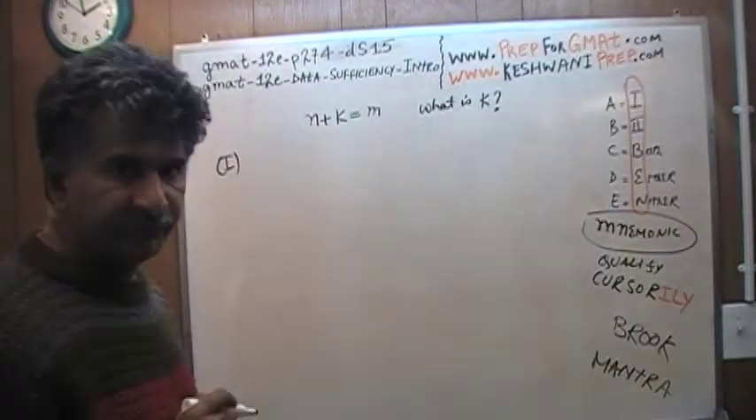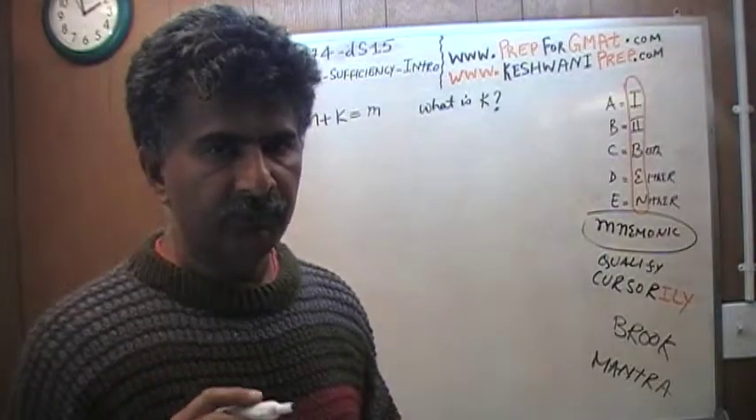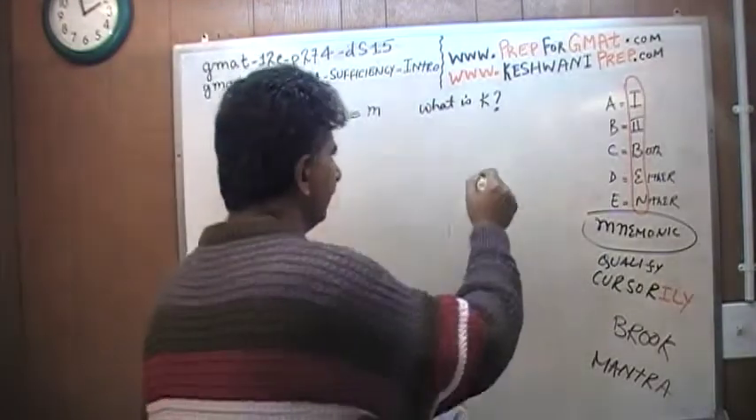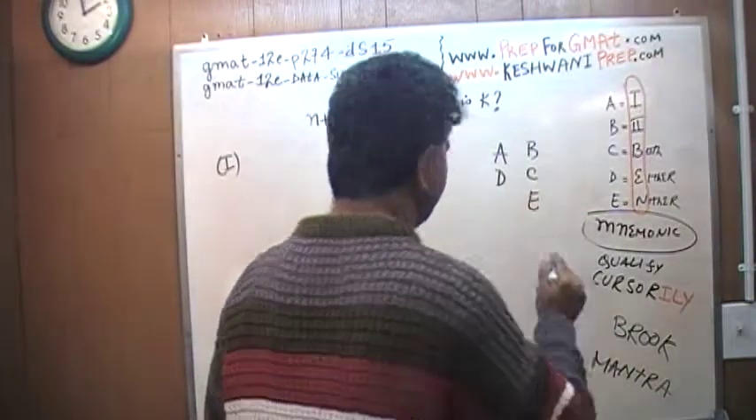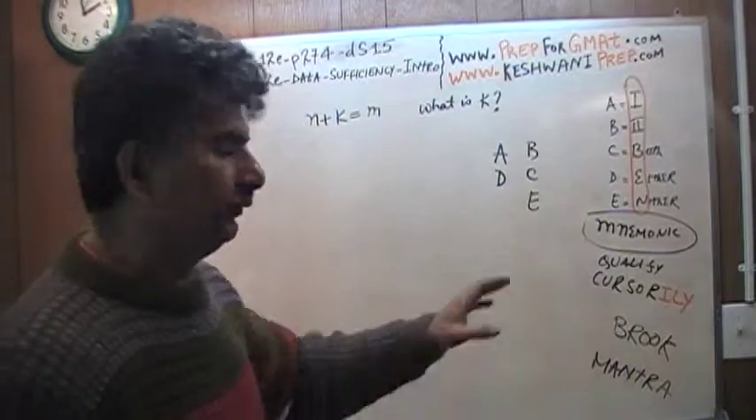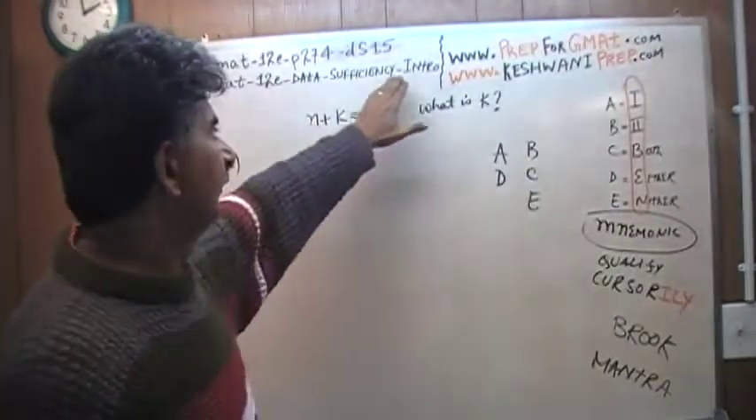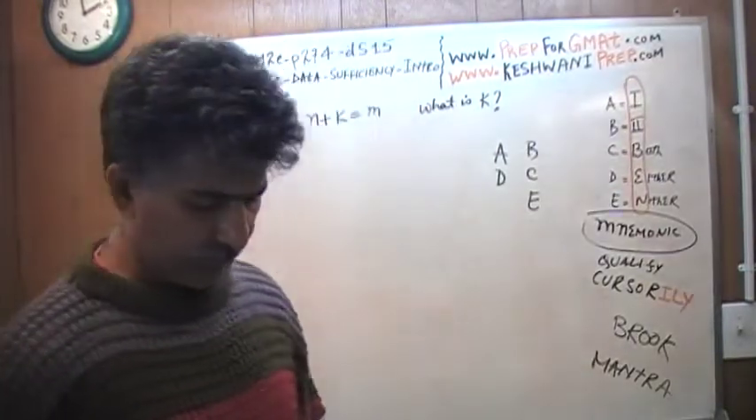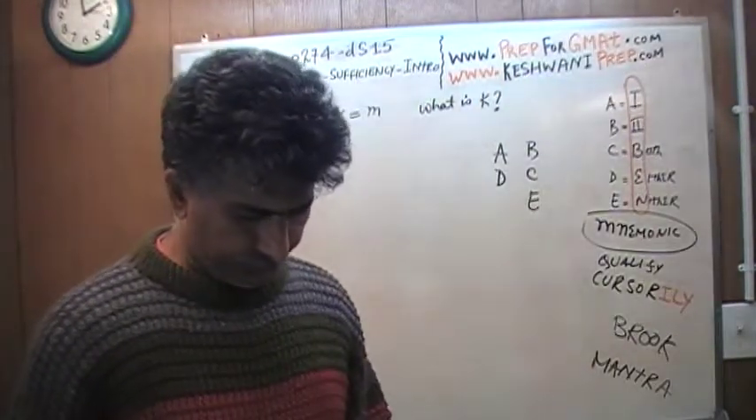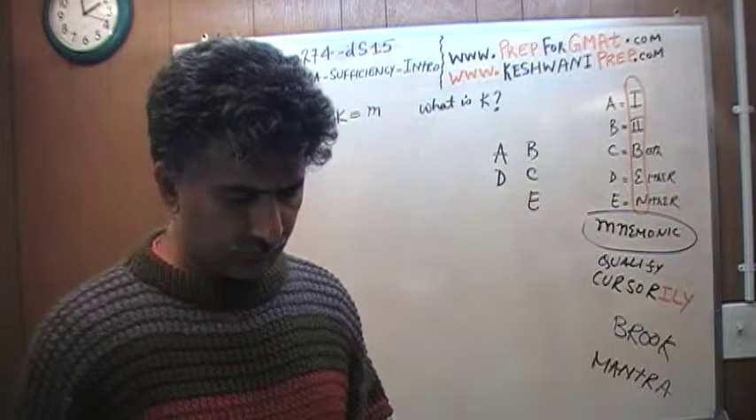Let's look at the first statement. Before we analyze the first statement, as soon as you see the data sufficiency problem on the screen, get in the habit of writing down this thing: A D B C E. And if you don't know what I'm talking about, go and watch the data sufficiency introduction, and you will know what I'm talking about. But I don't want to keep repeating myself in every single problem. So, what's the value of k?